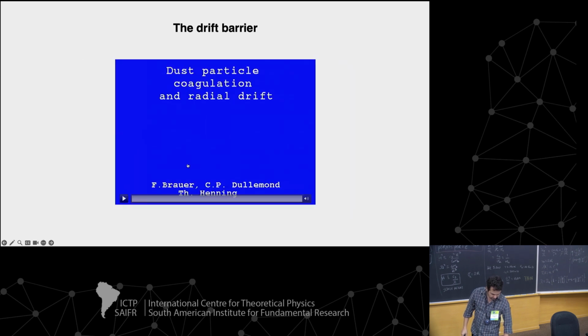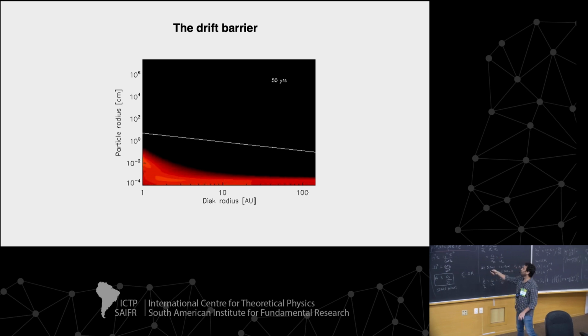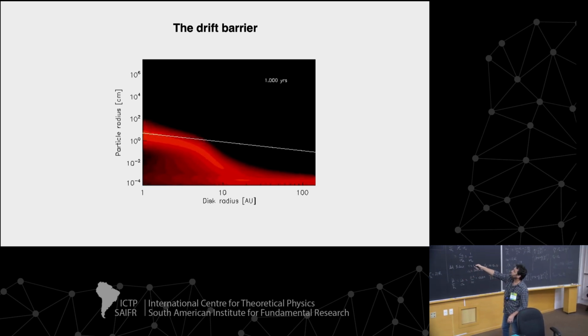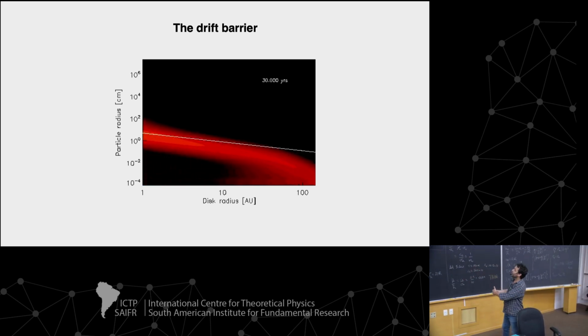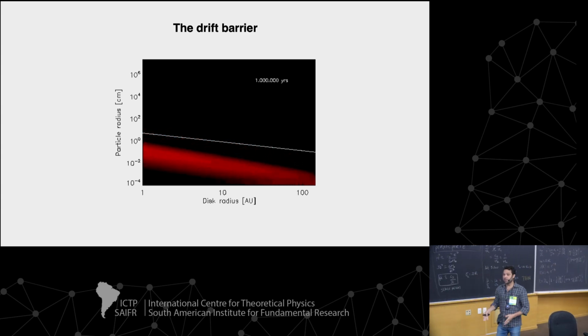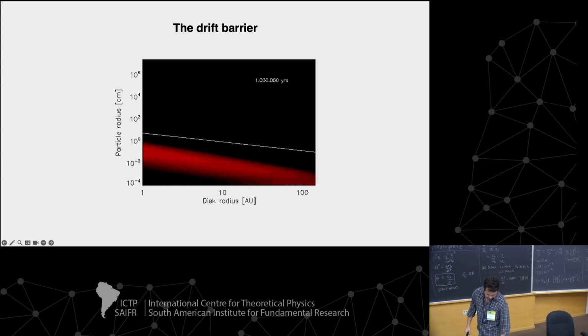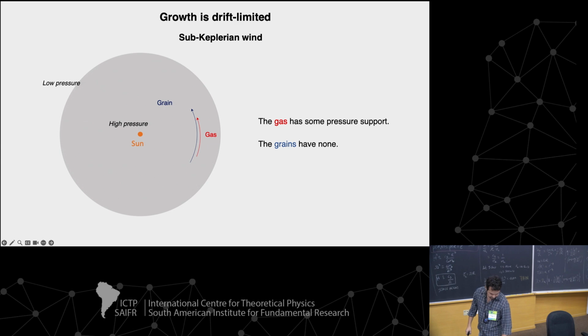If you remember from this plot, this is the line of maximum drift. They drift inwards towards the star, right? You form them and you grow the dust grains. Because they're feeling a headwind, they're losing angular momentum and then drift towards the star. So according to that model, they will grow to about meter size before they drift in.